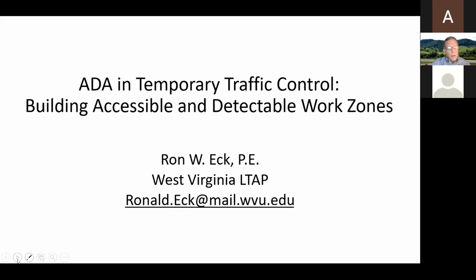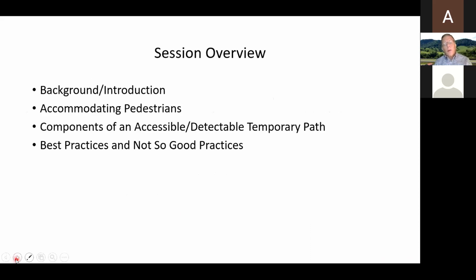I'll do a quick overview of what we'll talk about for the next 45 minutes or so. I'll give you a little bit of background and introduction to the topic and the legal basis for what we're going to be talking about. We'll talk a little bit about accommodating pedestrians in temporary traffic control, but I hope to spend most of our time on looking at the components of an accessible, detectable temporary path, and then we'll wrap up with some best practices and also some not so good practices. And then I have just some examples at the end, depending how much time we have to go through and discuss and get your comments.